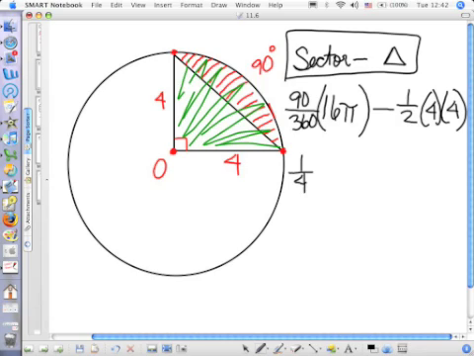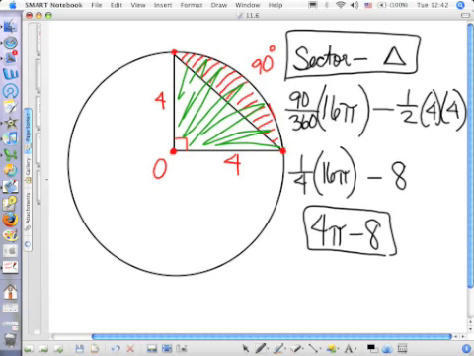90 over 360 is 1/4 times 16 pi, and half of 16 is 8. What's 1/4 of 16 pi? 4 pi. All right, now we're going to leave this in terms of pi.